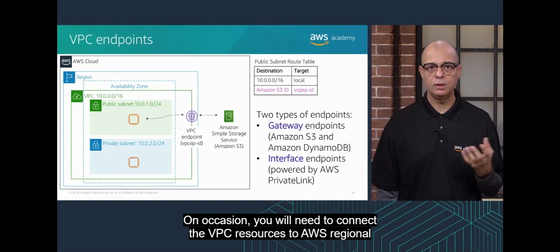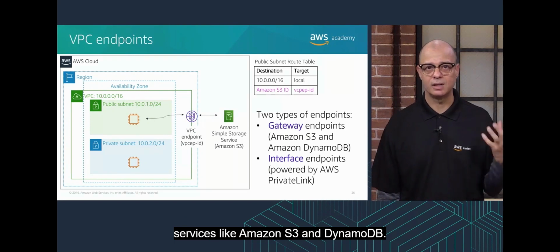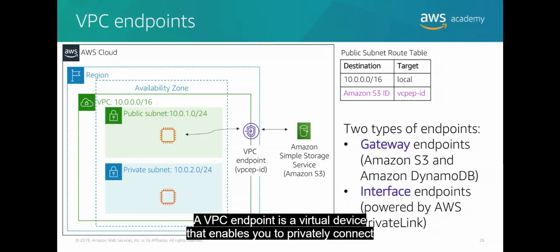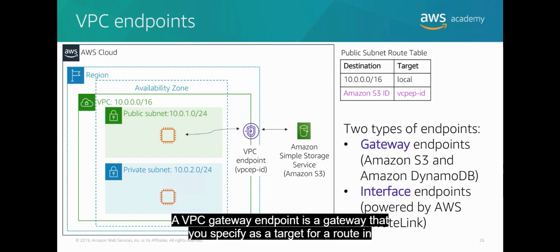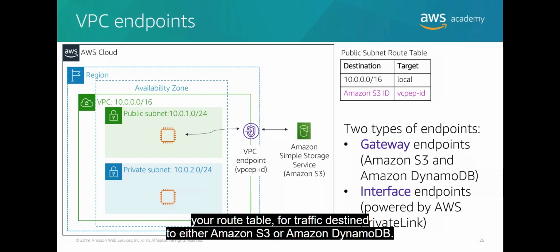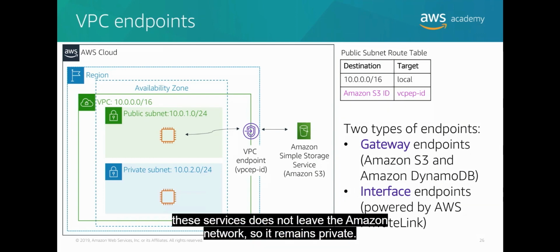On occasion, you will need to connect VPC resources to AWS regional services like Amazon S3 and DynamoDB. A VPC endpoint is a virtual device that enables you to privately connect your VPC to these supported AWS services. A VPC gateway endpoint is a gateway that you specify as a target for a route in your route table for traffic destined to either Amazon S3 or Amazon DynamoDB. Traffic between your VPC and these services does not leave the Amazon network, so it remains private.